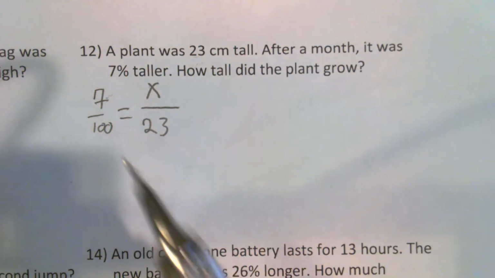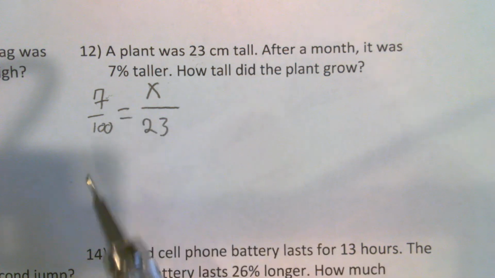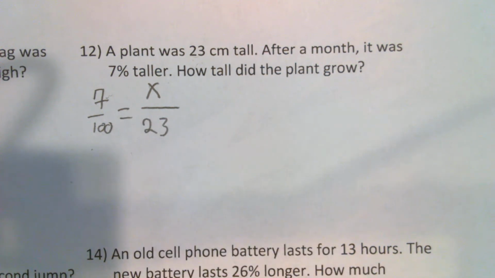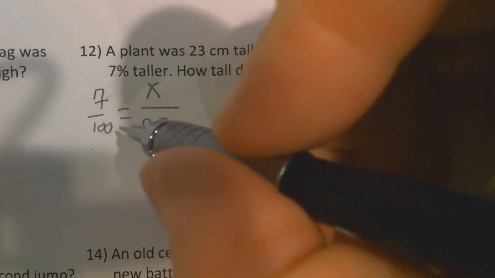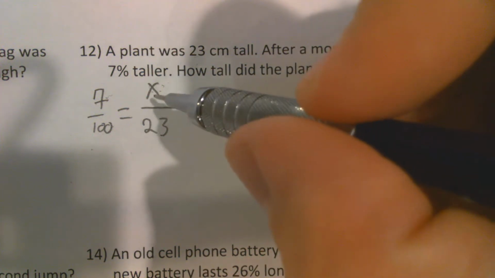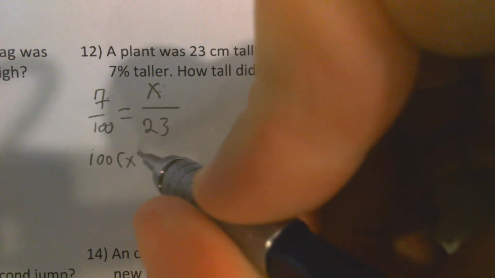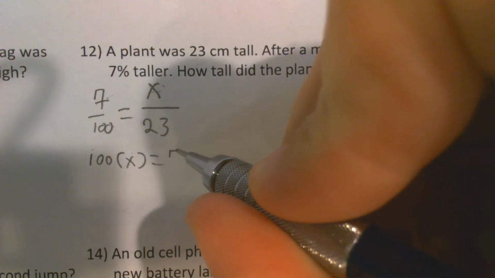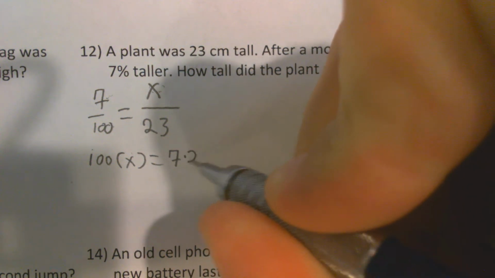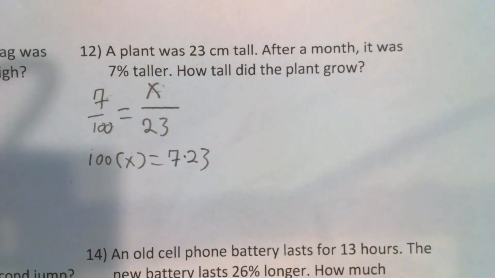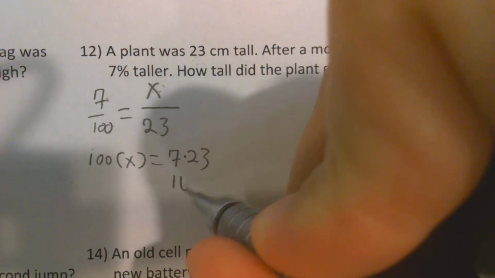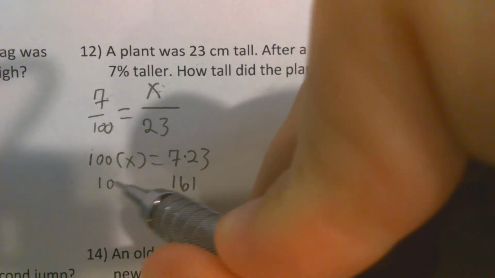Cross multiply. When I cross multiply, I like my x's on the left. That way when you solve, you'll get x equals your answer. So the trick is your first cross multiplication should always be the one with the x. 100 times x. And then the second cross multiplication is the one without the x. 7 times 23 is 161. 100x carries down.